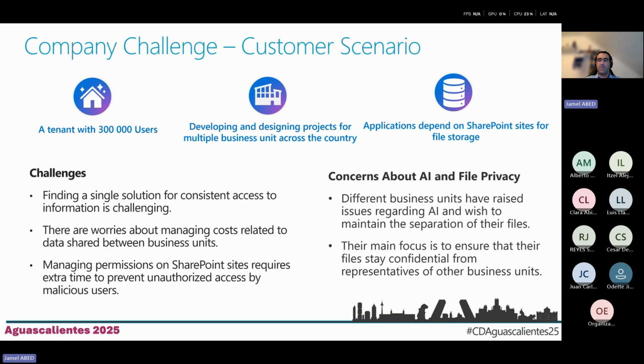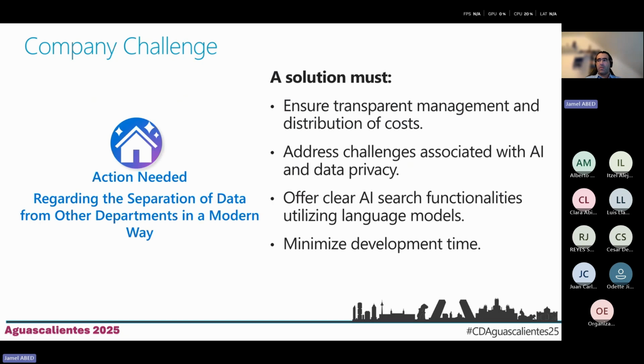Some business units didn't want to pay the extra. They said, we have the free storage. Many business units were also afraid about AI. They wanted their data to stay isolated from other users and other business units, and it was very complicated working with only one tenant for 300,000 users. This is why we were searching for something to isolate the data and make it easy to search for files.